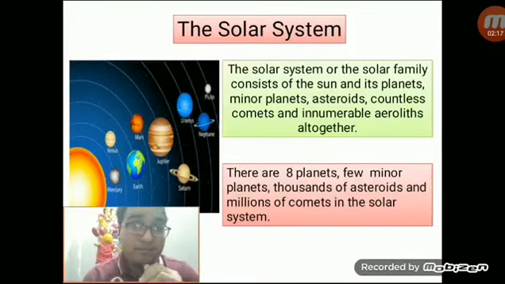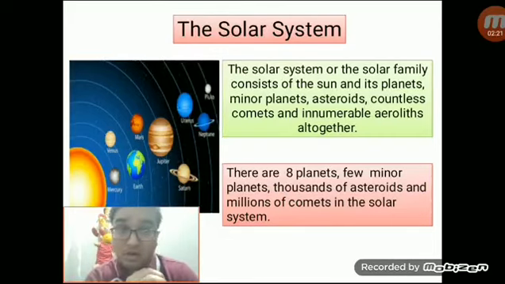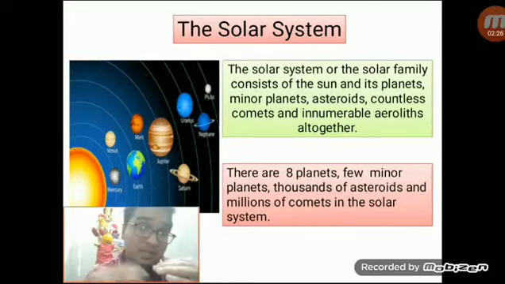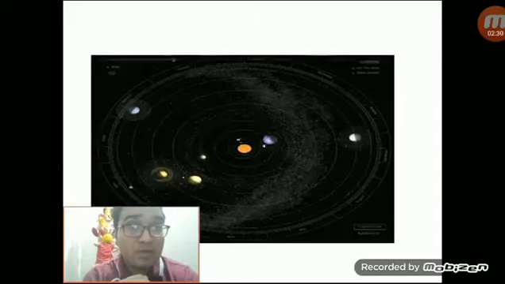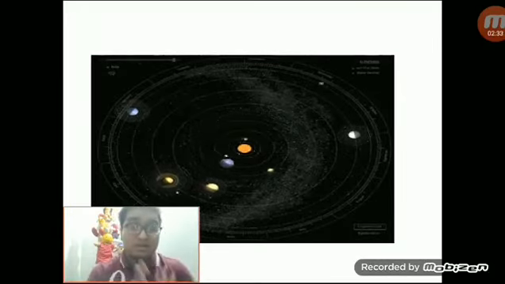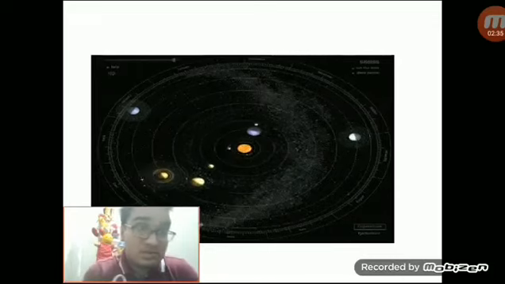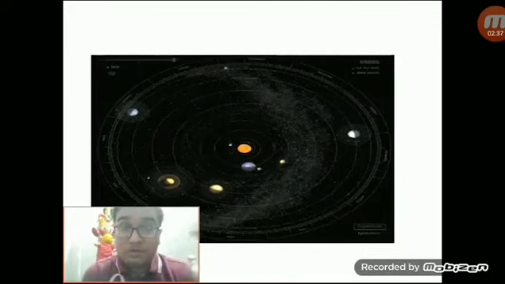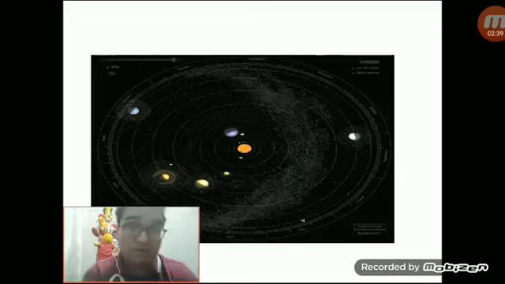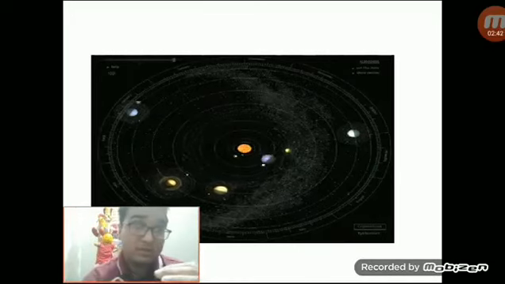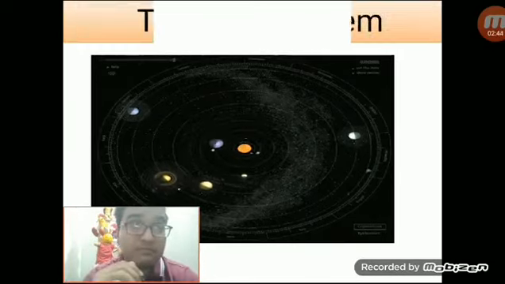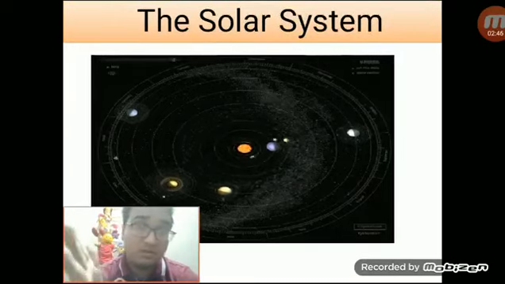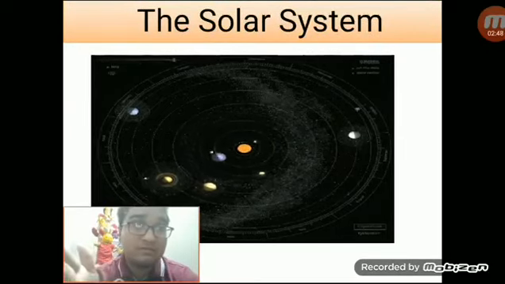Then there are 8 planets, a few minor planets, thousands of asteroids, and millions of comets in the solar system. This is another important piece of information regarding the solar system. Okay, so now I'm going to show you a picture, and here we can see all the planets of the solar system going round the sun on their respective orbits. Okay, so this is the natural scenario of the solar system.